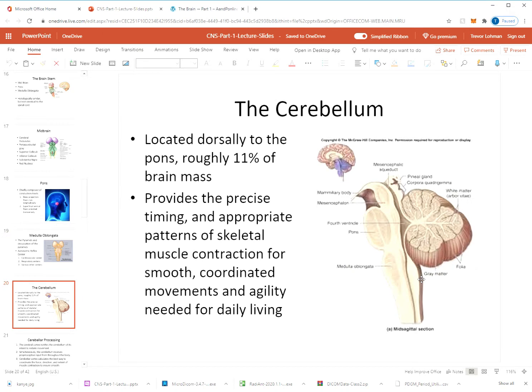Then we have the cerebellum. 11% of brain mass. So between the cerebellum and the cerebral hemispheres, you're at 94% of the brain. We've traditionally thought of the cerebellum as a coordination and reflex center. You guys probably don't realize how much of your brain is devoted to movement.